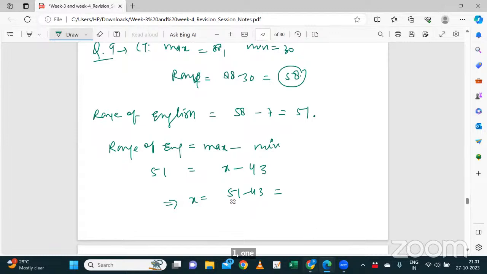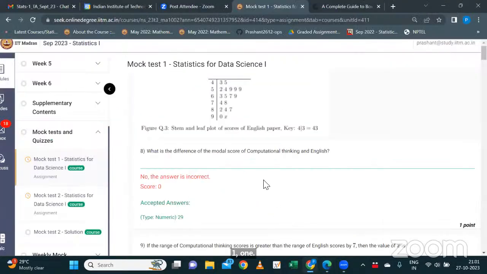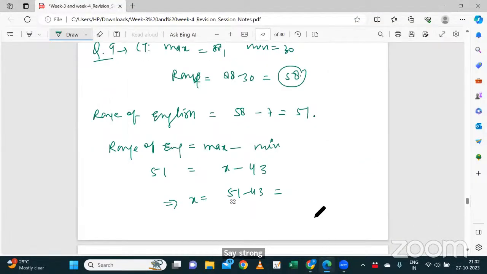One second. I think I have made a mistake. It should be 90 plus x as the maximum value. Okay, I have made a mistake. The maximum is not X actually. Sorry.